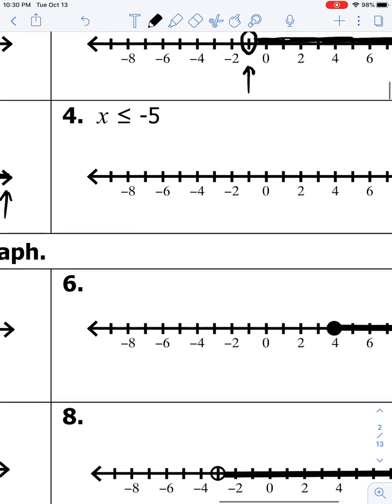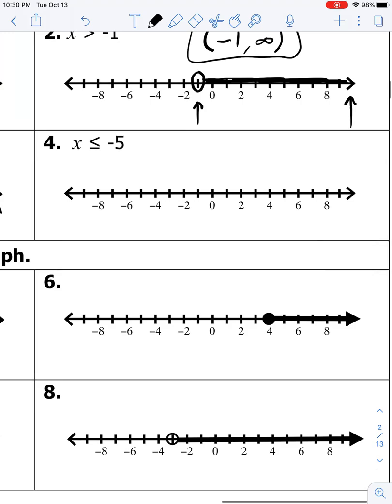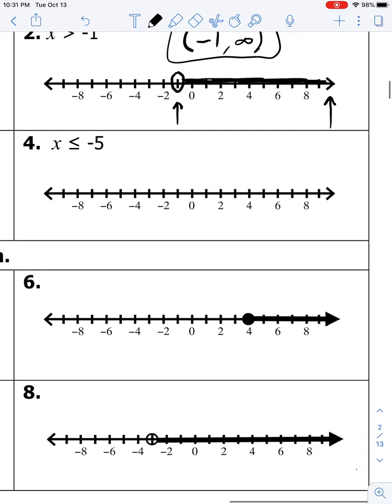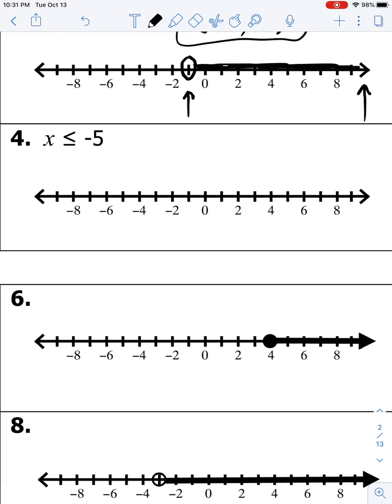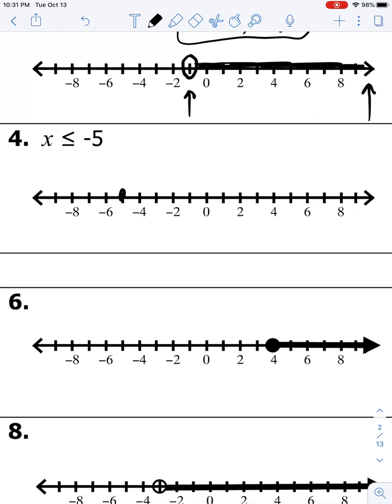All right, number 4. So on this one, again, we've got a line underneath the sign. So we know it's going to be a closed circle. And it's going to be a closed circle at -5. So let's find -5 on here. And let's put a closed circle on -5.